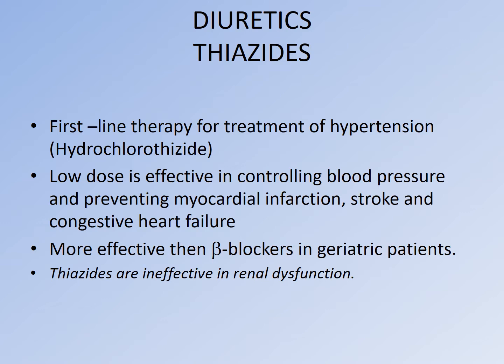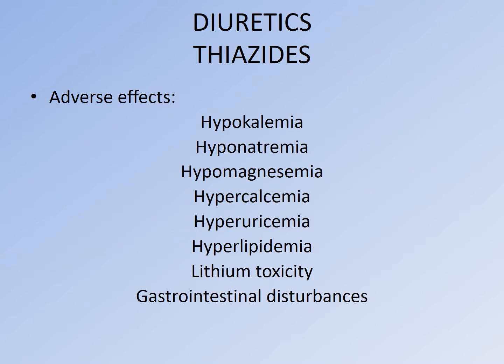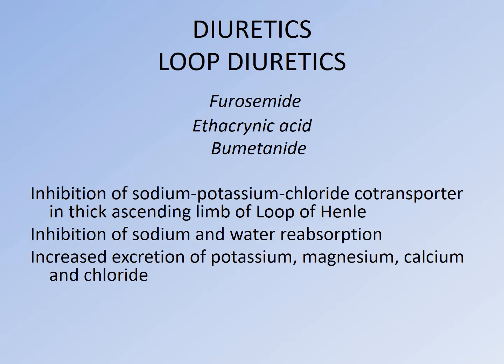Always remember that thiazides are usually ineffective in renal dysfunction, particularly if glomerular filtration rate falls below 8 mL per minute. The thiazides and their adverse effects are typically hypokalemia, hyponatremia, hypomagnesemia, hypercalcemia, hyperuricemia, hyperlipidemia, and lithium toxicity. Both the loop diuretics and the thiazide diuretics have the ability to precipitate hyperuricemia and hyperlipidemia. This is because of the osmotic changes they induce. They may also cause gastrointestinal disturbances.